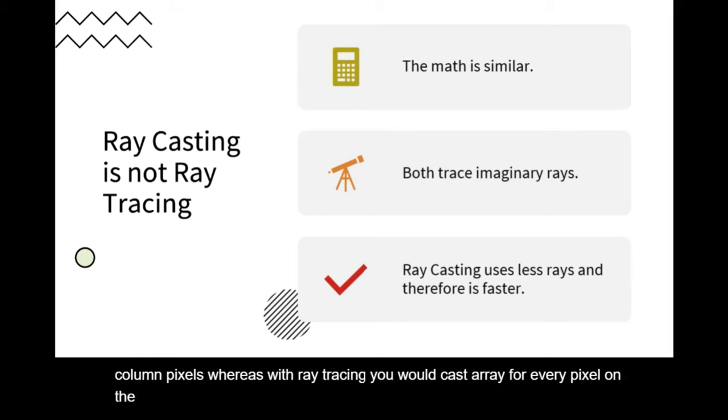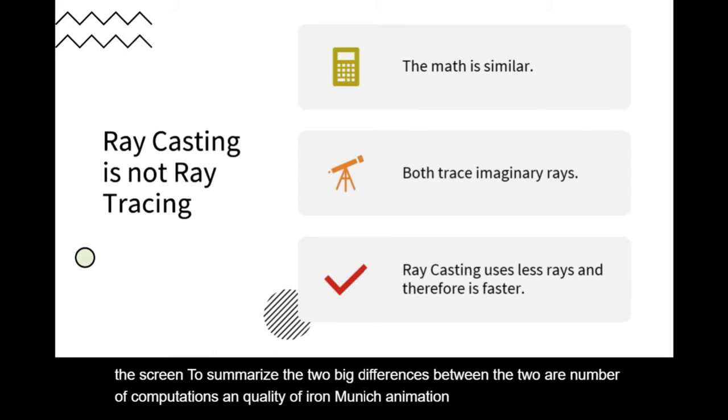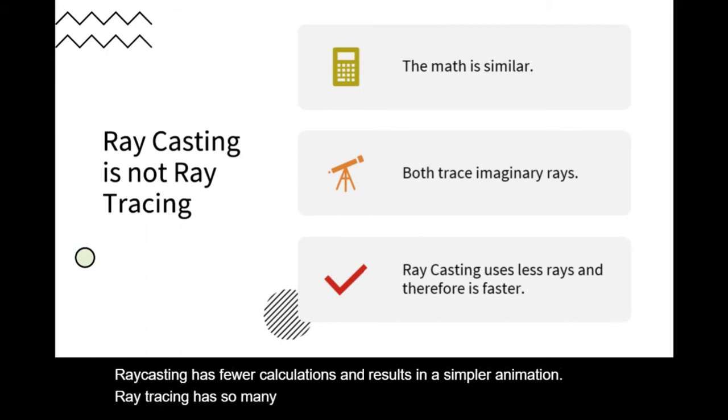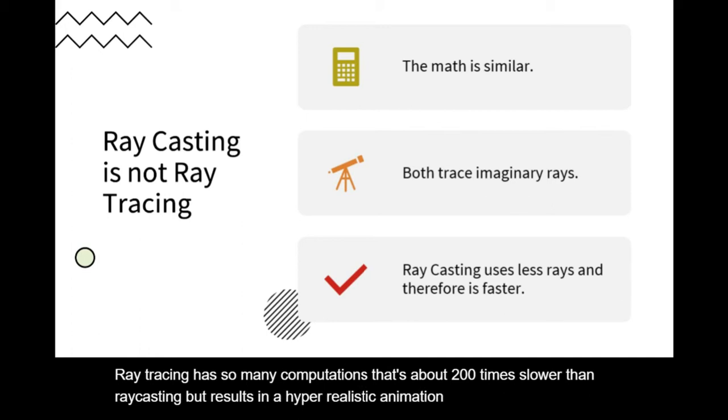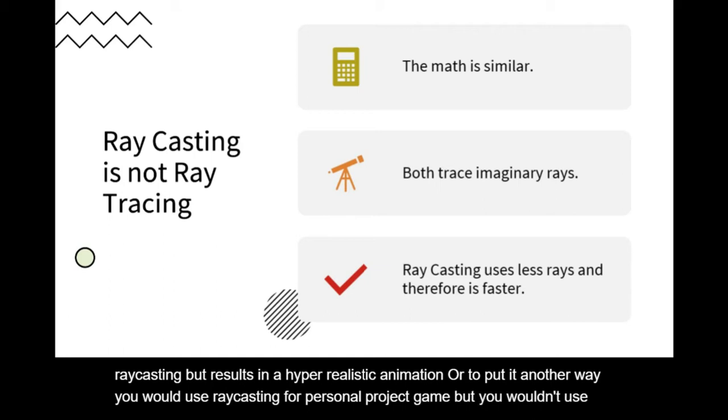To summarize, the two big differences between the two are number of computations and quality of animation. Raycasting has fewer calculations and results in a simpler animation. Ray tracing has so many computations it's about 200 times slower than raycasting, but results in a hyper-realistic animation. Or to put it another way, you would use raycasting for a personal project game, but you wouldn't use ray tracing. Disney would use ray tracing.